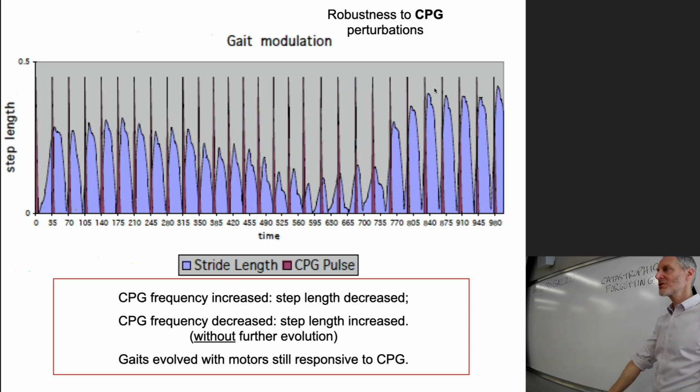How did the robot respond? Did it fall over once that started to happen? No. How do you know? Because the graph keeps going. The graph keeps going, right? The blue is representing the stride length. It's showing the sweep of one of the legs.